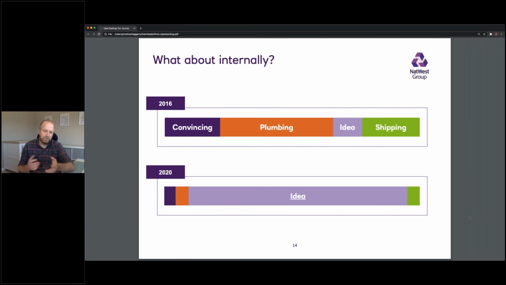And if you compare and contrast that to 2020, we spend almost no time doing the convincing and plumbing part because it exists through the APIs. We get to spend an awful lot of time on actually iterating on the customer idea and what's the value that we're trying to realise. And again, because this stuff is in production already, it's live, it's tested, etc. Actually, the shipping is really just the shipping of the customer idea and not everything that surrounds the idea.